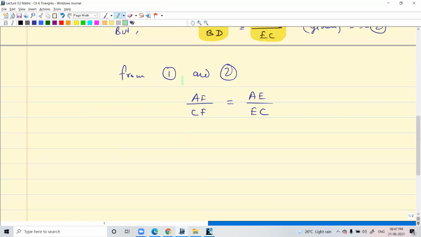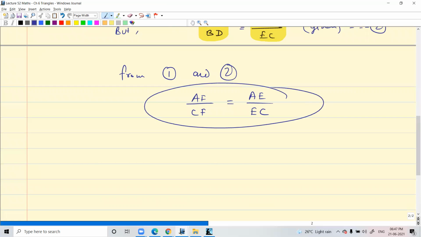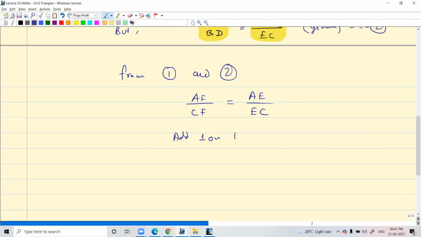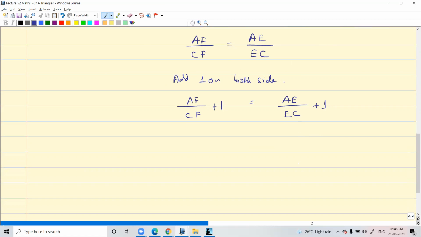Let's just continue. So to prove that E and F are exactly the same points, I'm going to add 1 on both sides, and you will see what happens when we do that. AF by CF plus 1 is equal to AE by EC plus 1. So this is simple fraction addition. Just tell me.